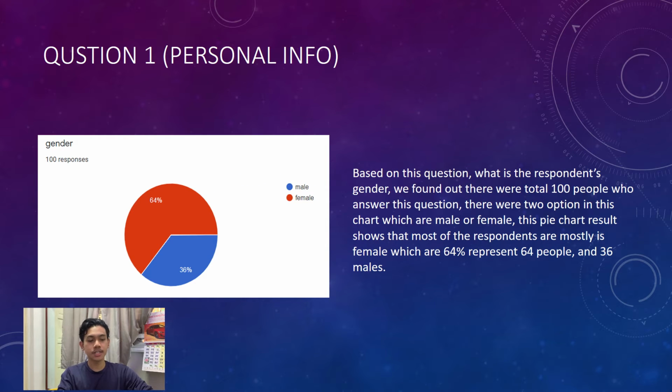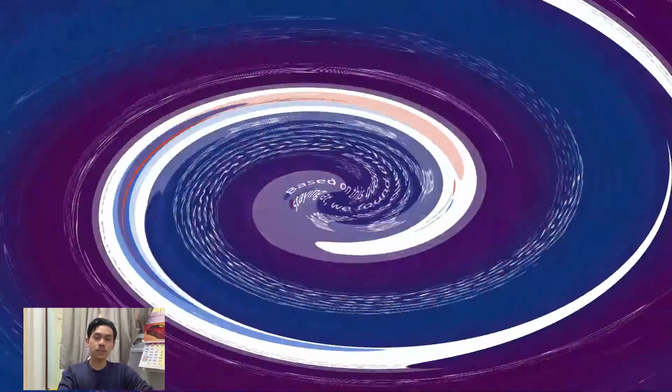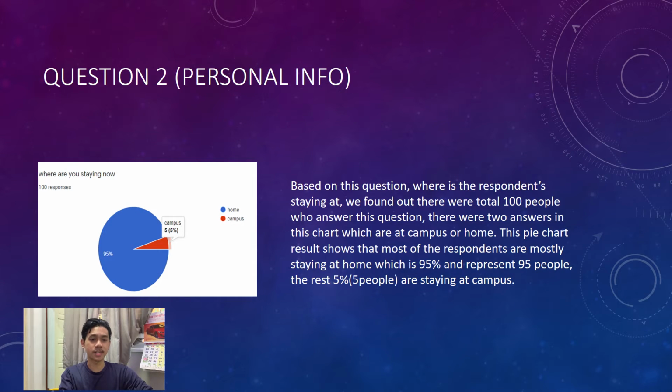So the first question is gender. Based on this question, what is the respondent's gender, we found there were a total of 100 people who answered this question. There were 2 options in this chart, which are male or female. This pie chart result shows that most of the respondents are female, which is 64%, representing 64 people, while 36 are male.